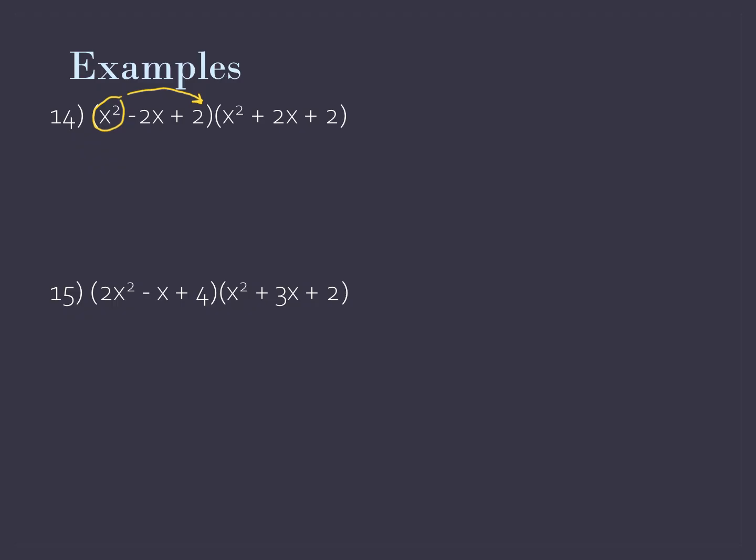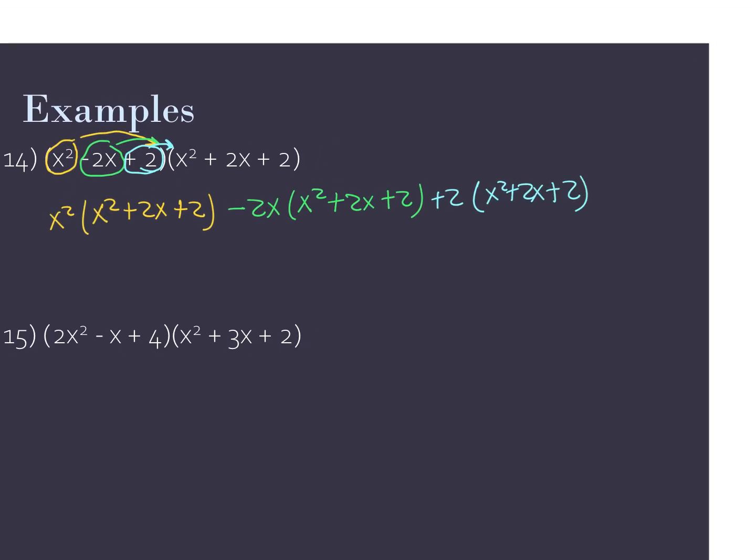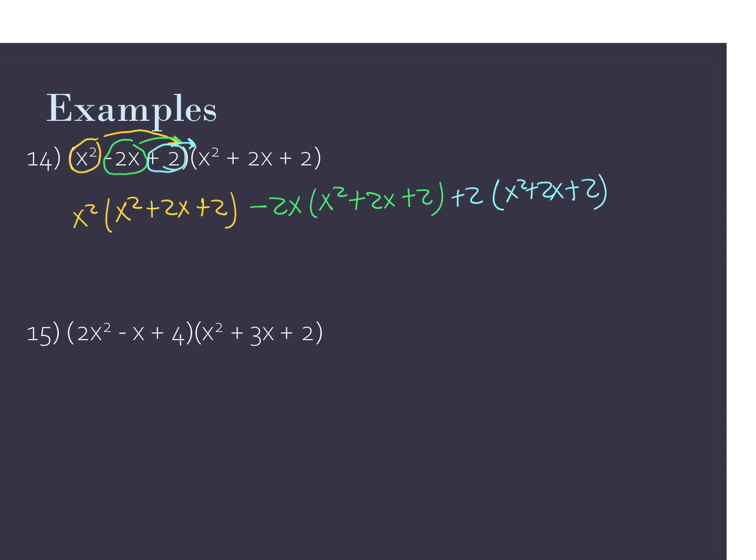So I'm going to take that x squared and multiply it with this x squared plus 2x plus 2. And then I'm going to take this negative 2x and do the same thing, multiply it with that. So I'm going to do minus 2x times x squared plus 2x plus 2. And then same exact thing with the last term, that positive 2, I'm going to distribute it to this trinomial as well. So I'm going to have a plus 2 times x squared plus 2x plus 2.